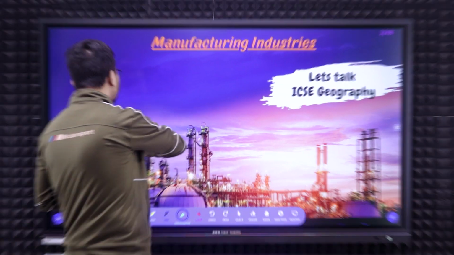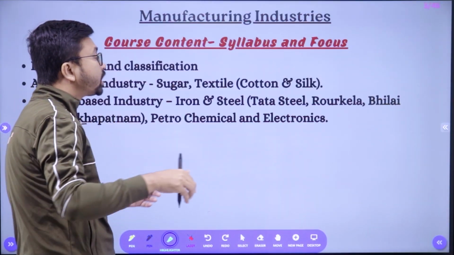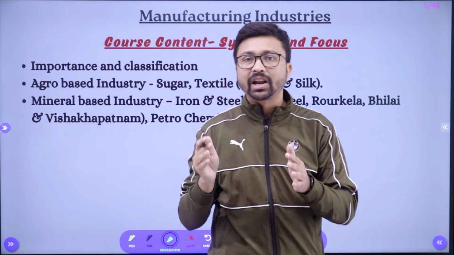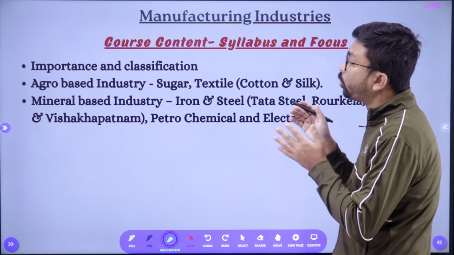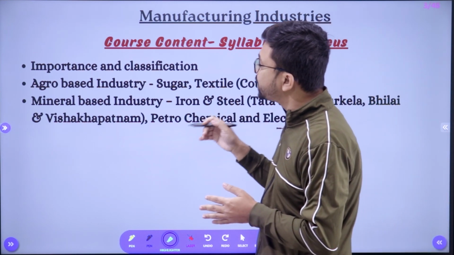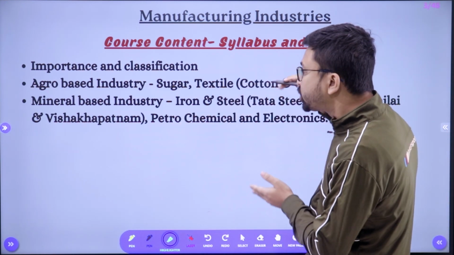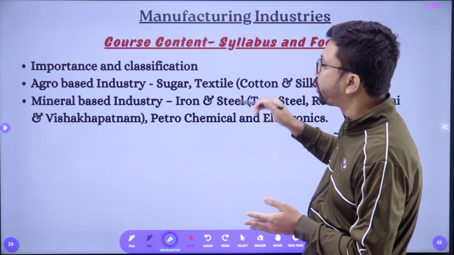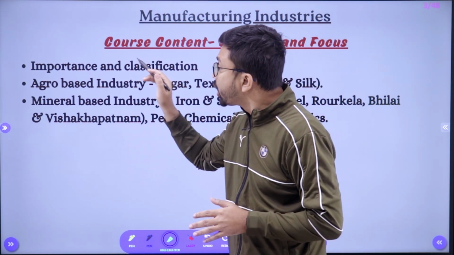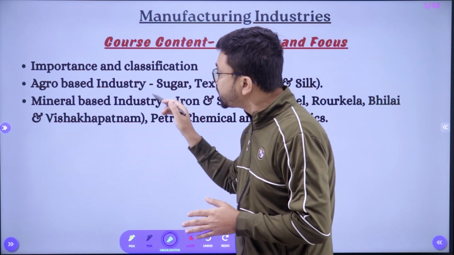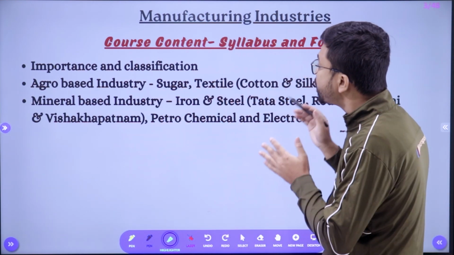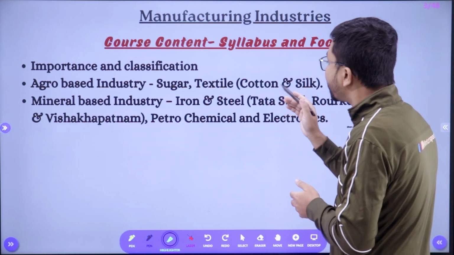And as I always say, before starting any chapter, the first thing you have to do is know the scope of the syllabus, meaning what things you need to study and where you need to focus. So here you can see the whole chapter divided under three categories. What are the things you need to study? Importance and classification of industry, and next agro-based industry. Under agro-based industry, you need to know about sugar and textile.